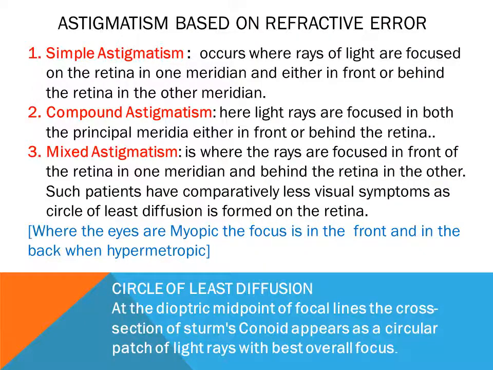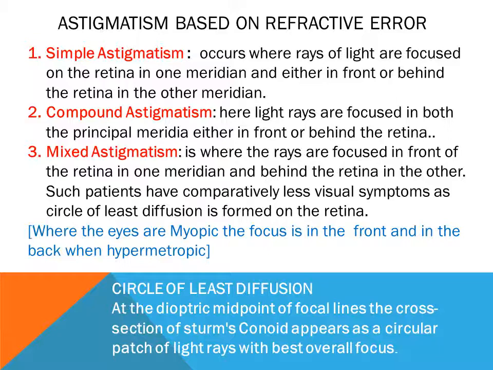Astigmatism based on refractive error. Simple astigmatism occurs where the rays of light are focused on the retina in one meridian and either in front or behind the retina in the other meridian. Compound astigmatism. Here light rays are focused in both the principal meridians either in front or behind the retina.